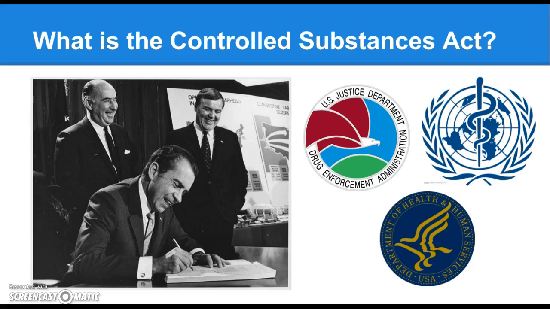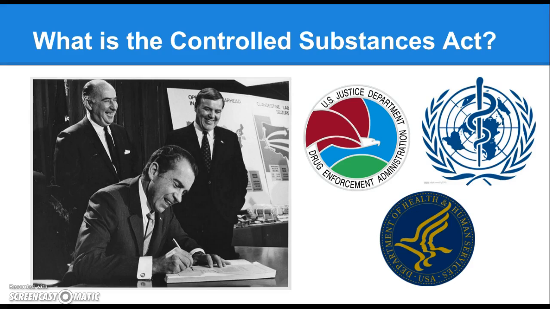So, what is the CSA? Well, the CSA serves as the legal foundation of the government's fight against drugs of abuse. This law consolidates numerous laws regulating the manufacture and distribution of narcotics, stimulants, depressants, hallucinogens, anabolic steroids, and chemicals used in the production of controlled substances. There were numerous issues being solved at the time of this bill's creation.